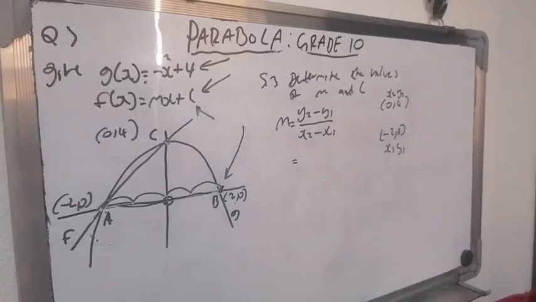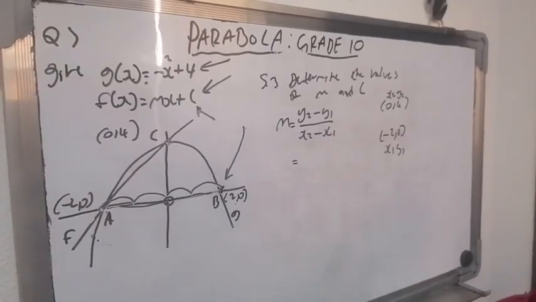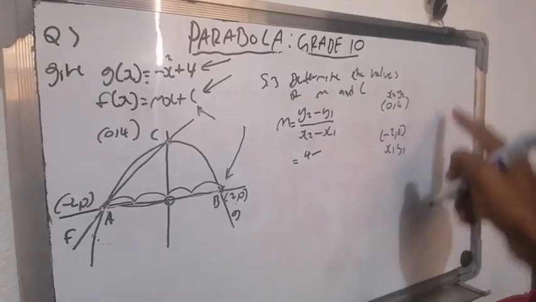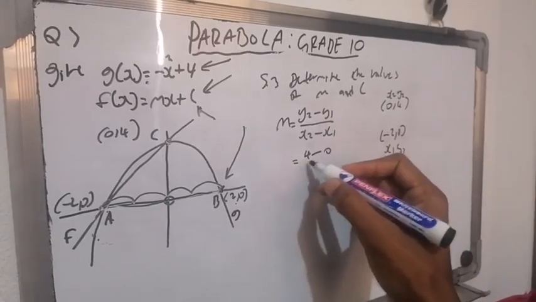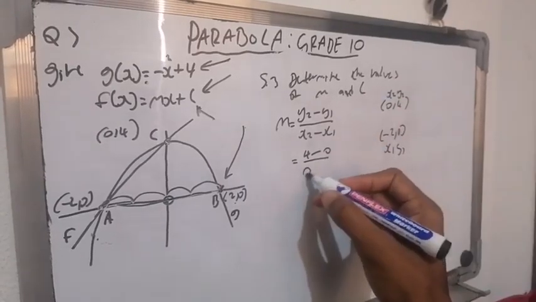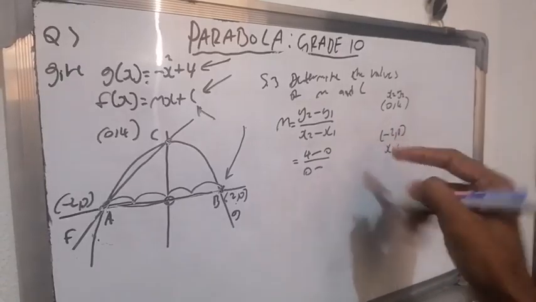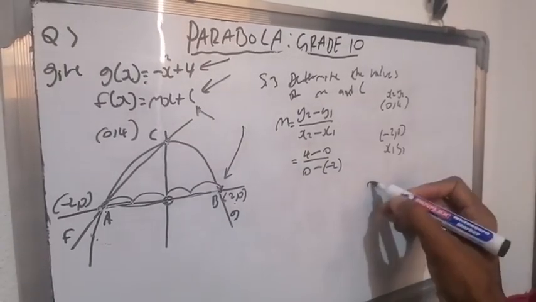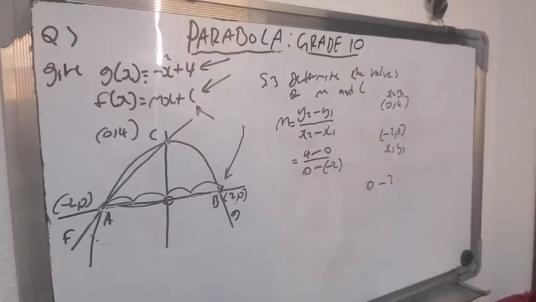So let's go and do that. What is our x2? I mean our y2. Our y2 will be 4, and then we're going to subtract a y1, which is 0. Our x2 is 0, and we are subtracting a negative 2. Be careful. Don't say 0 minus 2. That will be wrong.